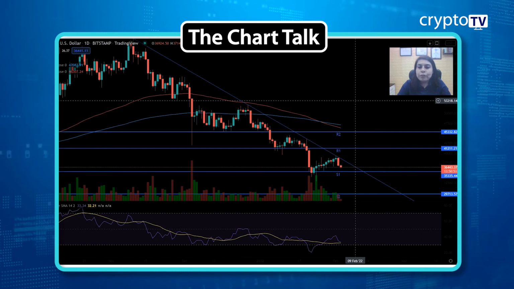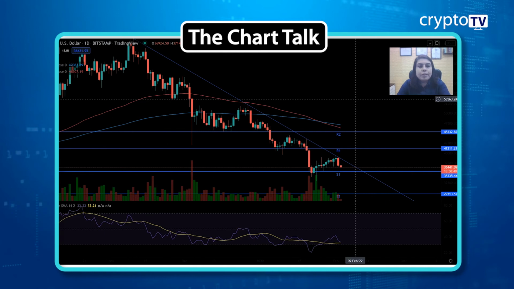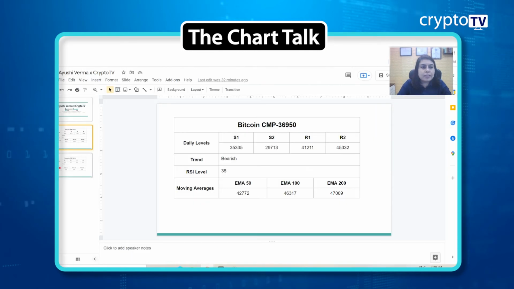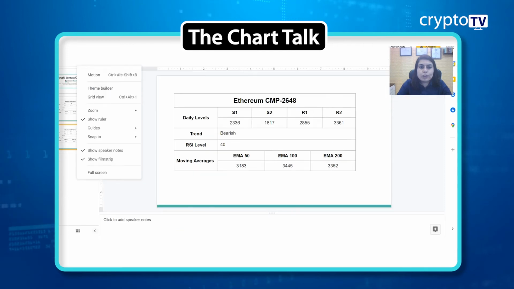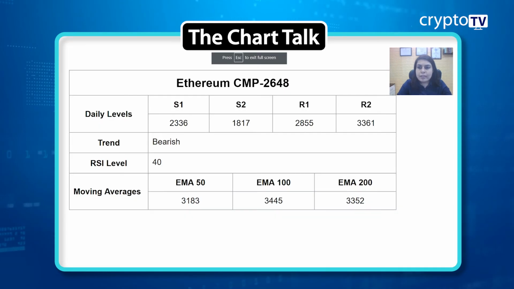So this is the technical outlook for Bitcoin today, and let me quickly move on to the second currency, which is Ethereum. Ethereum is also following exactly the same movement as Bitcoin, and here the current market price of Ethereum is 2,648. Again the trend is bearish, and RSI is at 40.